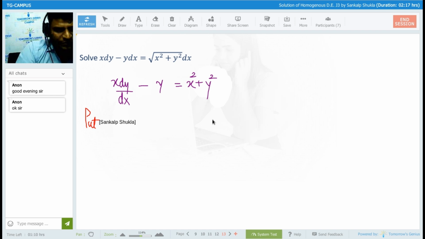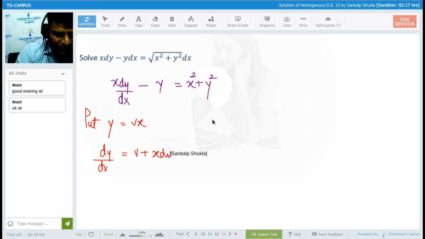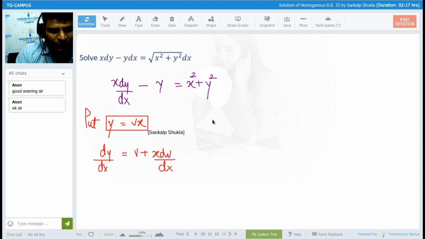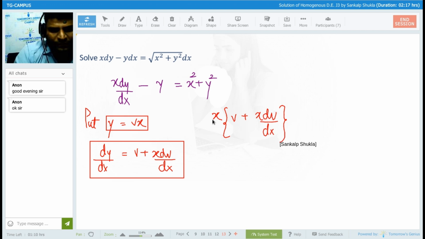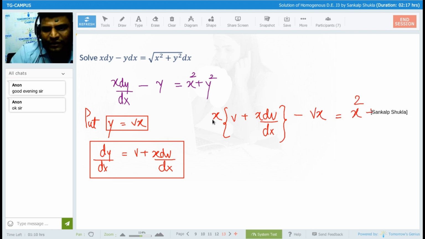Put y is equal to vx and dy by dx as v plus x dv by dx. These two substitutions you are supposed to do. So x multiplied by v plus x dv by dx. Got it? Minus vx will be equal to x square plus v square x square.